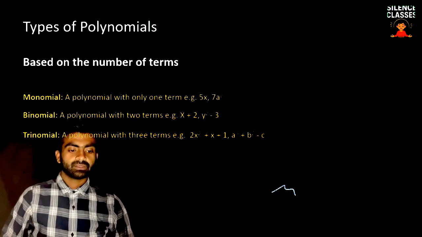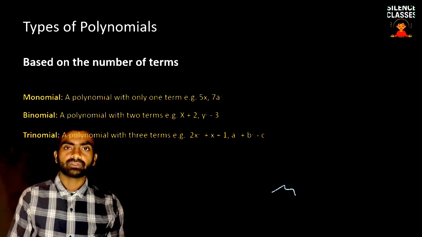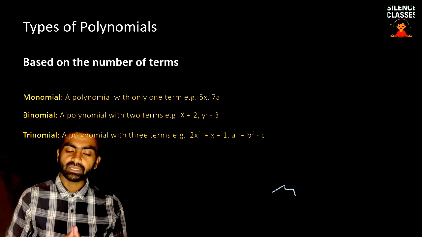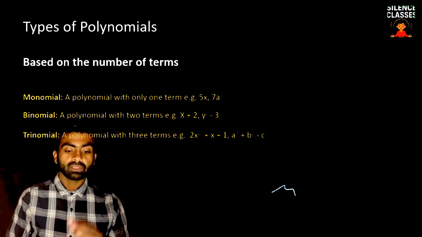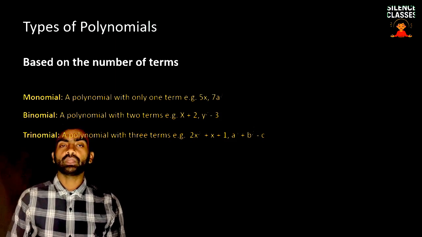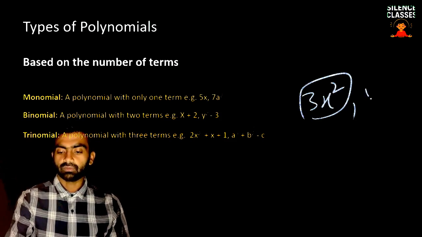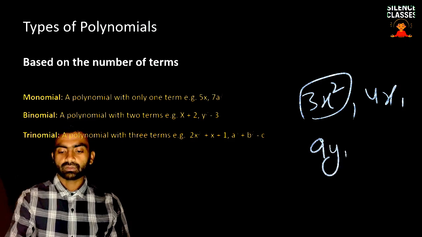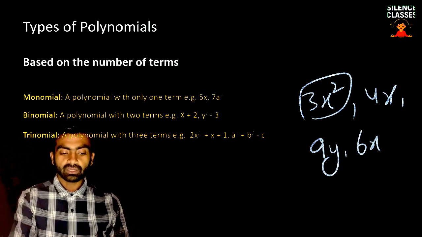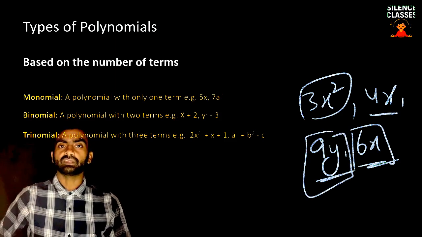Now let's talk about types of polynomials. How many types of polynomials are there? On the basis of the number of terms, there are 3 types of polynomials. First is monomial, second is binomial, and third is trinomial. What is a monomial? A monomial is a polynomial in which only one term is there. Whenever it is written 3x square, 4x, 9y, 6x, all these are polynomials, and these are monomials, because there is only one term present.